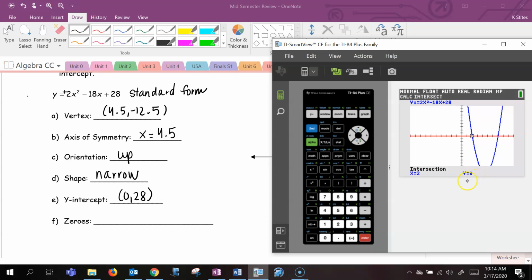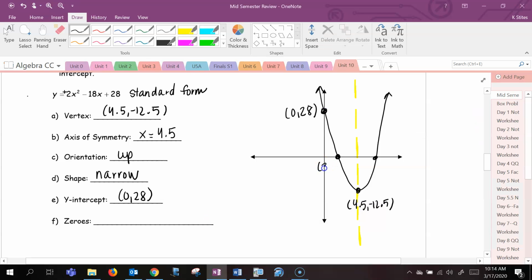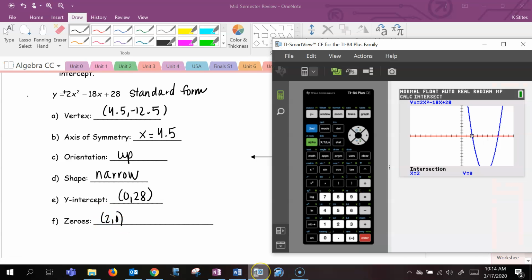There's my first one at 2, 0. Label, and then I'll do this again, second trace 5, move my cursor over to the other intersection point. It's going to get there eventually. There it is. Enter, enter, enter. 7, 0.